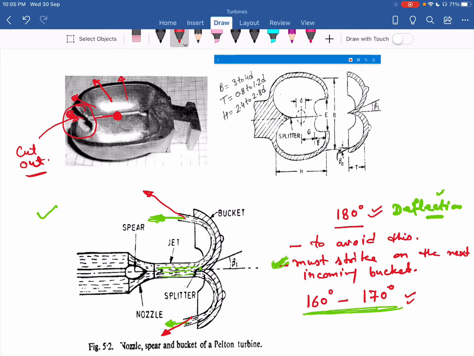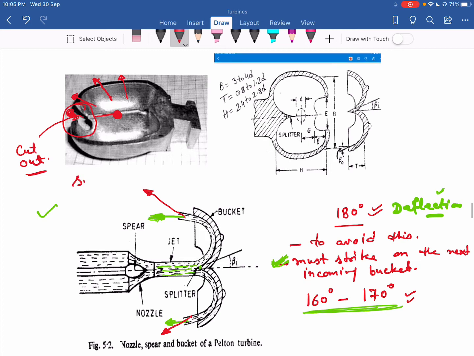So this cutout solves two things. One is to make a smooth entry of the jet to the next bucket. That is the one purpose that is solved by this cutout. And the second thing is the different angles of deflection. Due to this extruded part, if the cutout is not there, when the jet strikes, the water deflects back at different angles. So when the extruded part is not there, this problem is also not there. Okay, so these two things are avoided by providing the cutout at the bottom of the bucket.